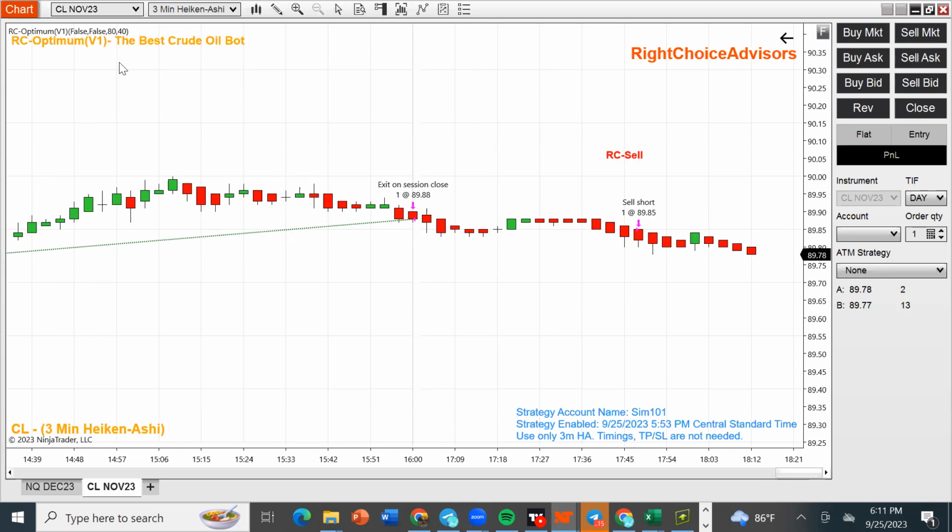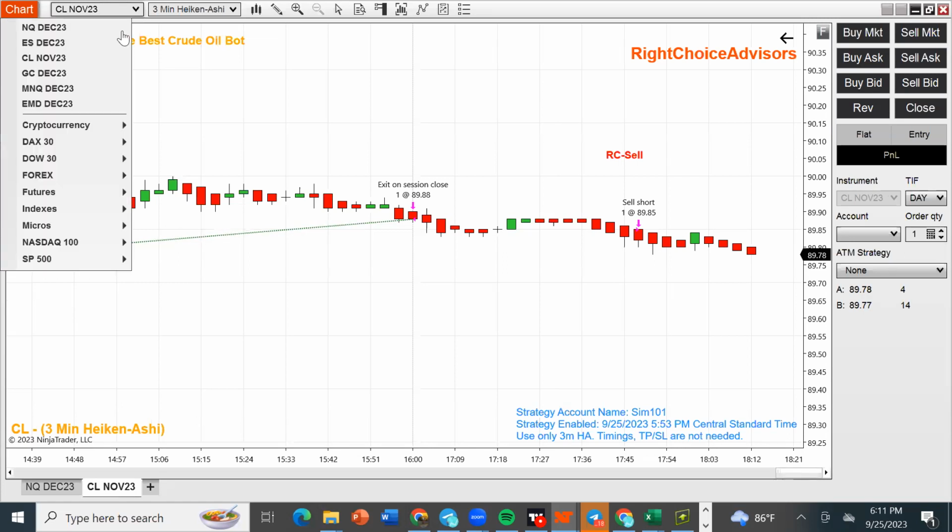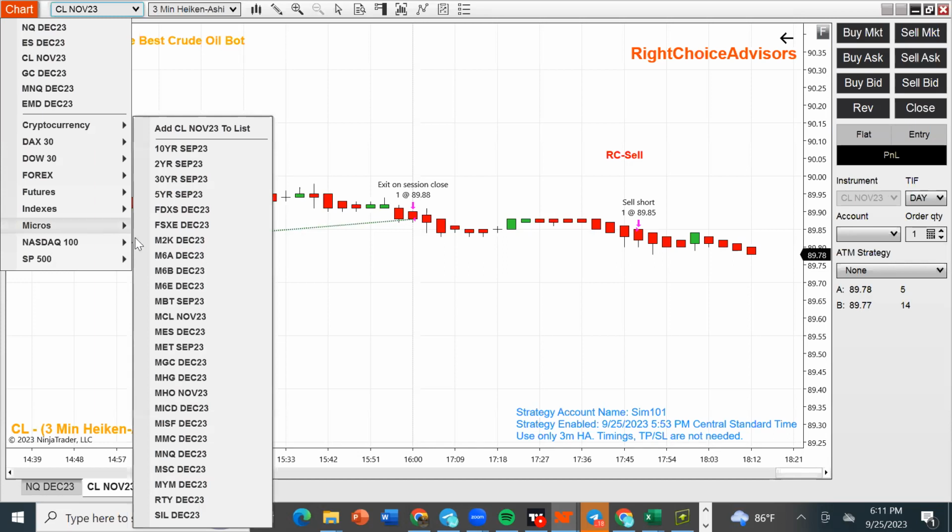So this is mainly for crude oil. If you try to use it for any other tickers, it will throw an error. Basically, based on the movements of crude oil, we designed this algo. So we have to use either 3 minute Heiken on crude oil, or you can go to micros and select MCL.